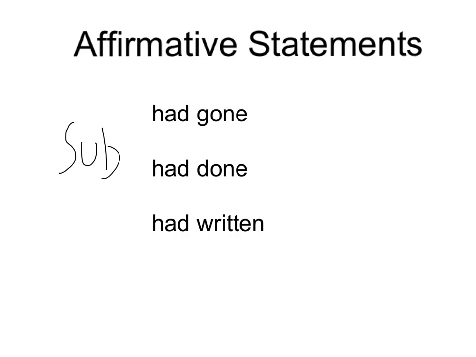So for example, if our subject is I, we could say, I had gone to the movies. We could say, I had done the homework. I had written the essay. So now you should be able to form the past perfect in affirmative statements.